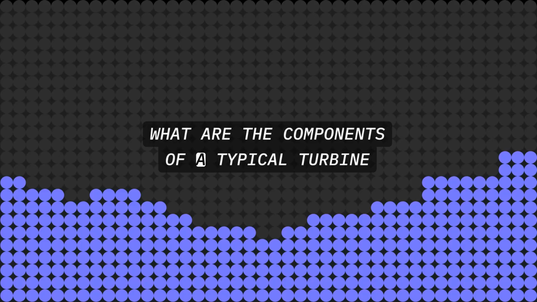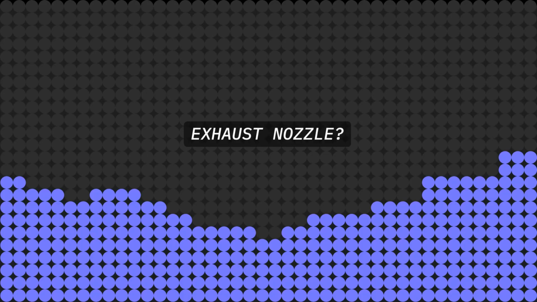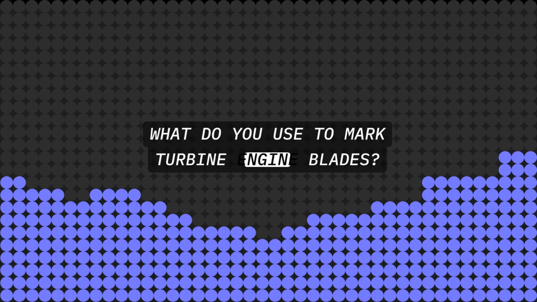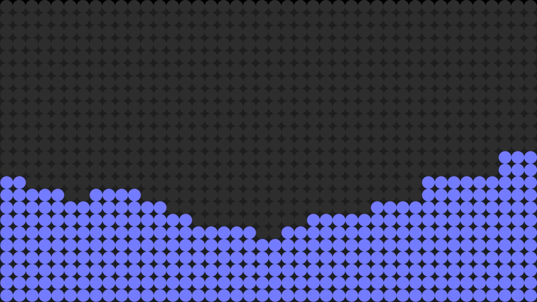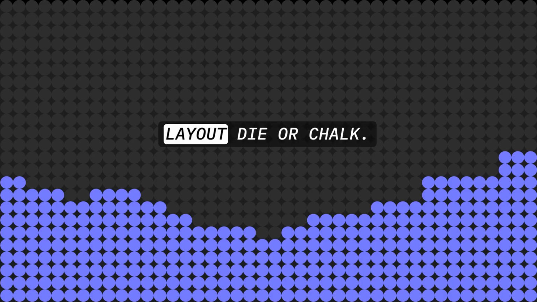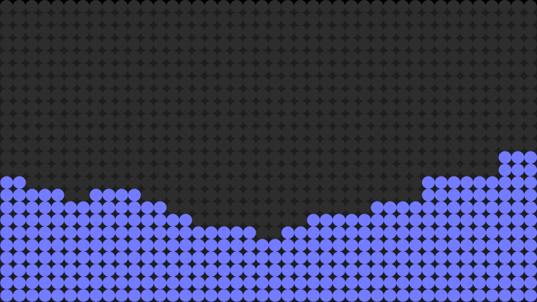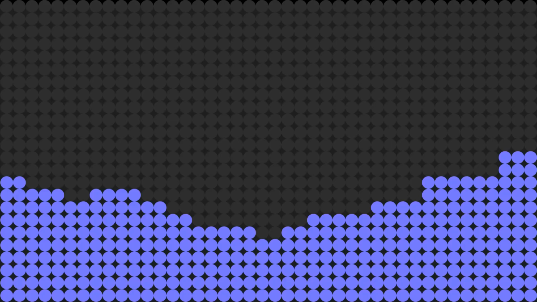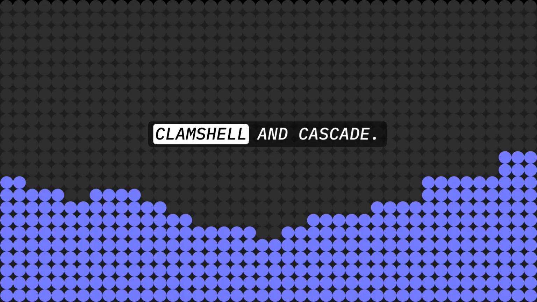What are the components of a typical turbine exhaust nozzle? A tail cone, exhaust duct, and support struts. What do you use to mark turbine engine blades? Layout dye or chalk. What are 2 categories of thrust reversers? Clamshell and cascade.